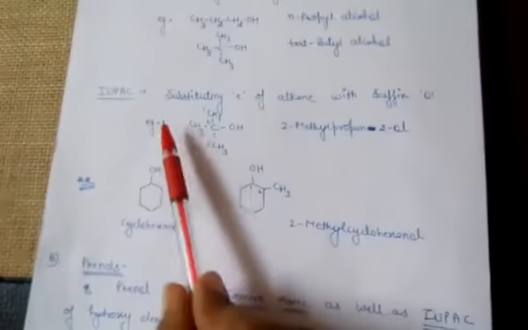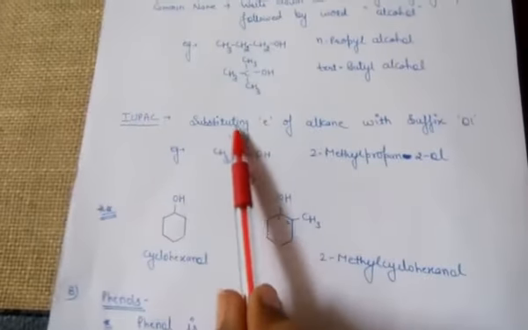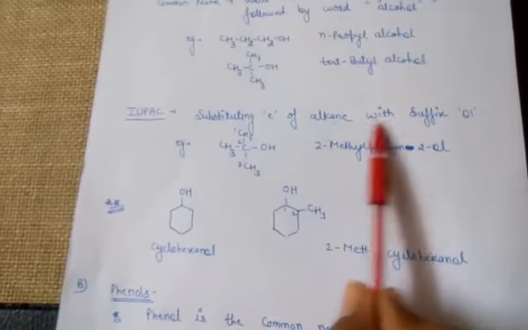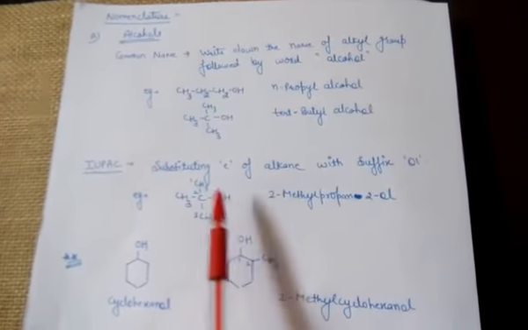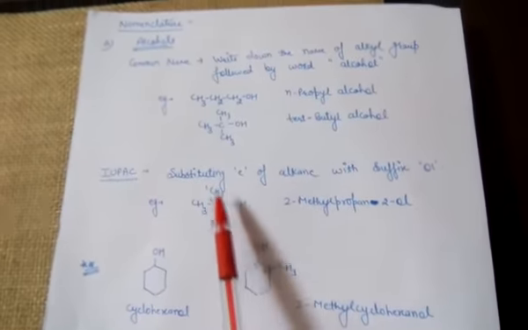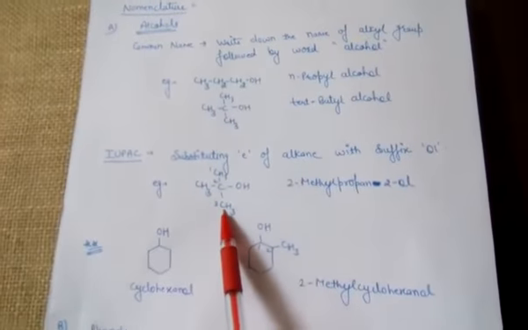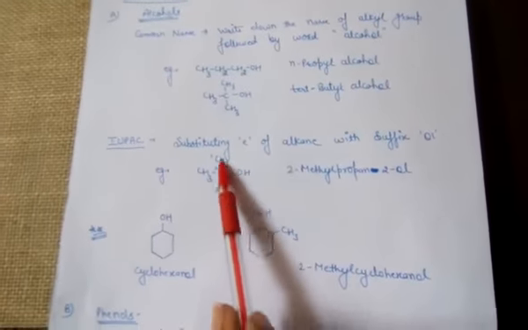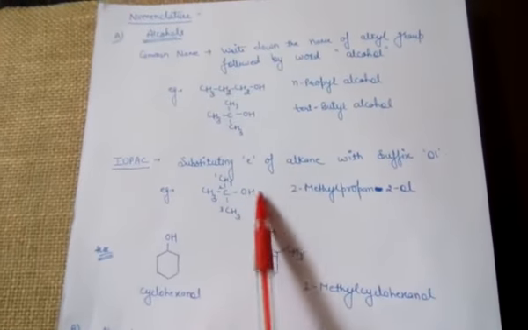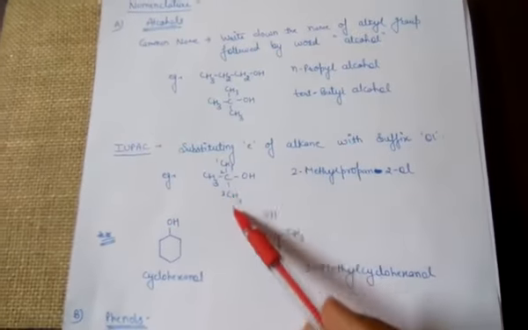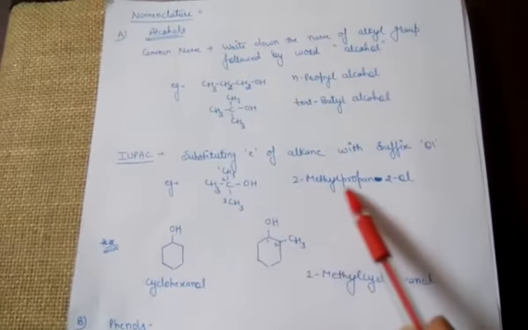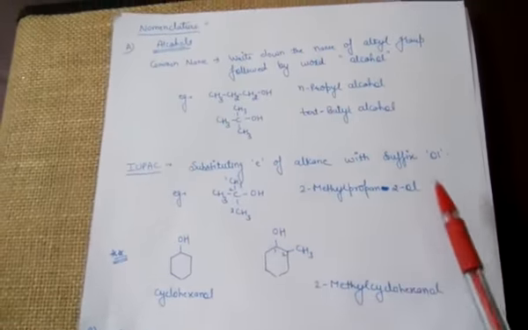If we talk about the IUPAC nomenclature, they are derived by substituting e of the alkane with the suffix -ol. Rest of the rules are same as we have discussed in the IUPAC nomenclature. That is, first of all we will select the longest carbon chain and then we will do the numbering so that the functional group will get the lowest possible number. So the IUPAC name of this compound will be 2-methyl propan-2-ol.